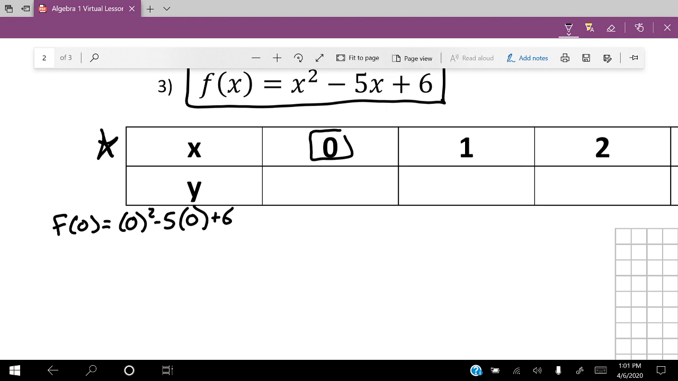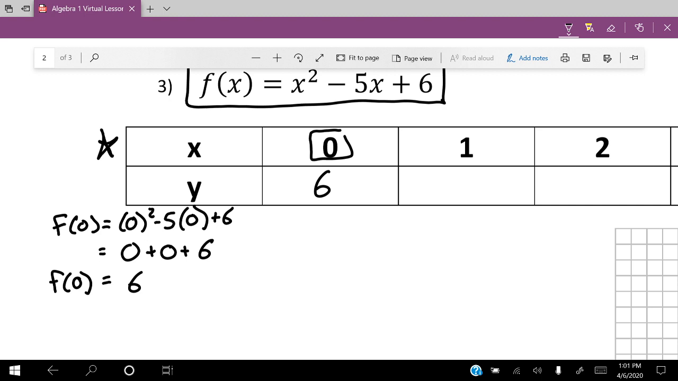Well, 0 squared is 0. Negative 5 times 0 is 0. And the 6 gets carried down. Well, 0 plus 6 is simply 6. So I know when I plug in 0 for x, y is 6. So I want you to go ahead and plug in the rest of those numbers, 1, 2, 3, and 4.